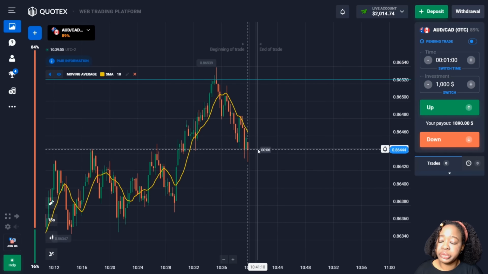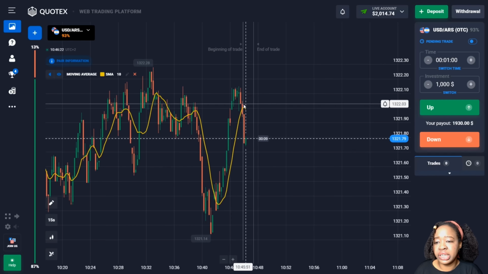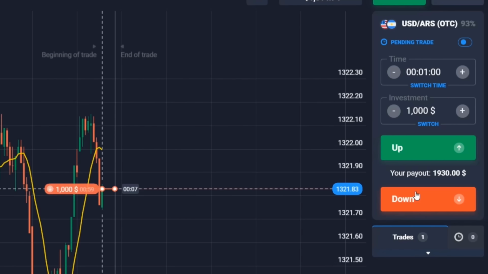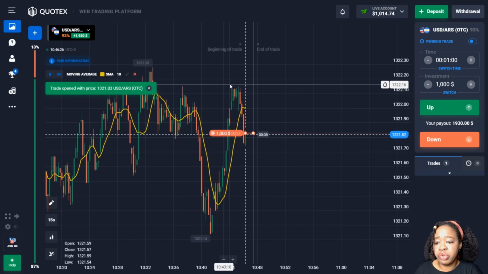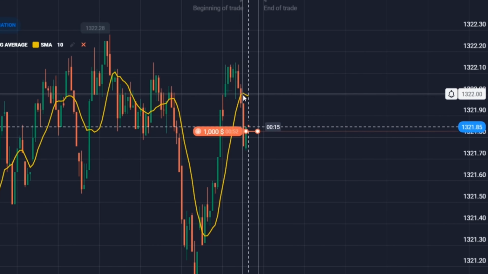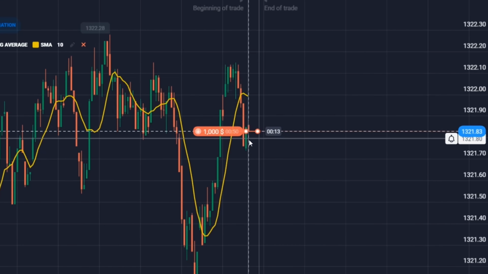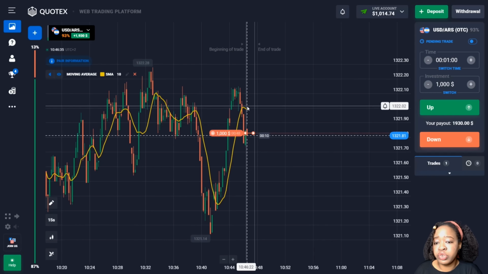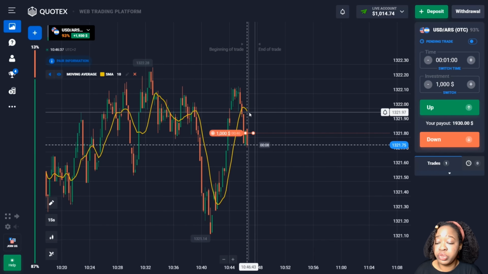Let me continue trading. So here guys, I'm going to open a trade down for 1 minute because I can see that from this point there was a reversal. I'm noticing an impulsive red candlestick. I see that the price is crossing the moving average from top to bottom, and this moving average also reversed and is moving along with the price.